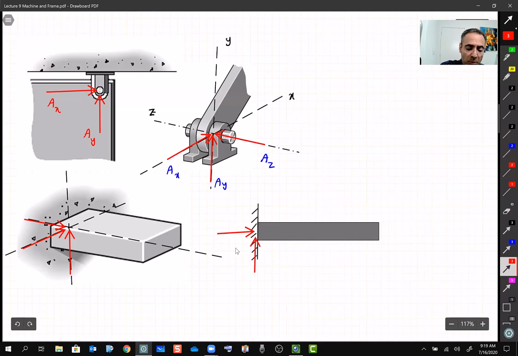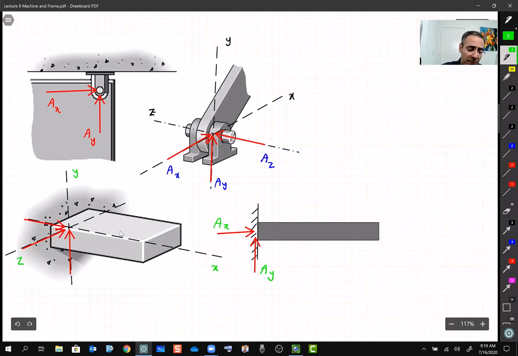So these are two supports. The third one, which I show over here, if I want to name them, let's call this one X, this one Y, and this one Z direction, right? Then this one is my AX, this one is AY, right? And AZ, we don't care about it, it's going inside the screen.